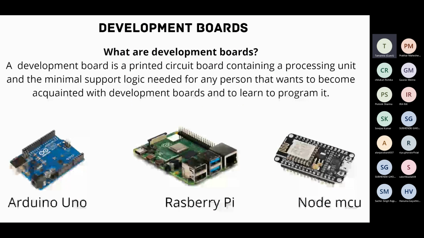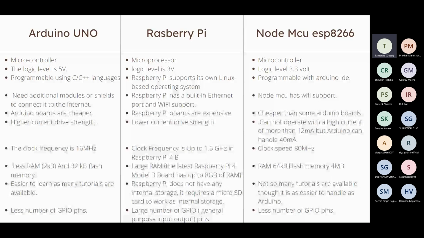So the next topic is the development boards. A development board is a printed circuit board that consists of a processing unit and minimal logic support. The most commonly used development boards are Arduino Uno, Raspberry Pi, and Node MCU. The reason that we need to learn the differences between the three is that the features of all the development boards are different. We need to have some knowledge of at least the commonly used boards so that we can find the most suitable board for our task. So we'll compare Arduino Uno, Raspberry Pi, and Node MCU.